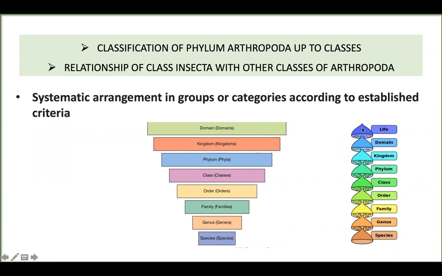Initially life comes, and after life there is the domain, which tells what kind of domain it is, in the different life, inert or anything. And then kingdom comes, phylum, class, order, family, genus, species.